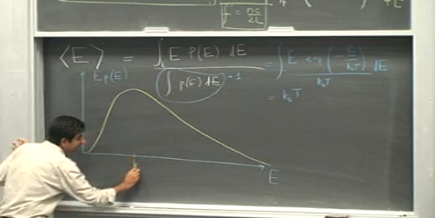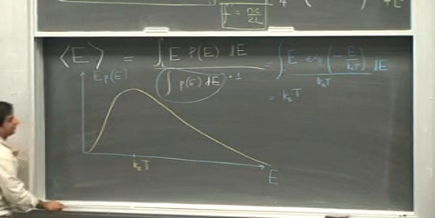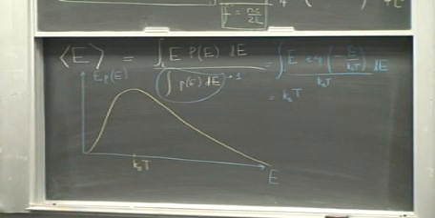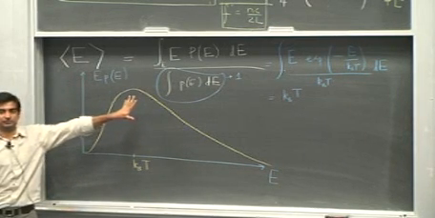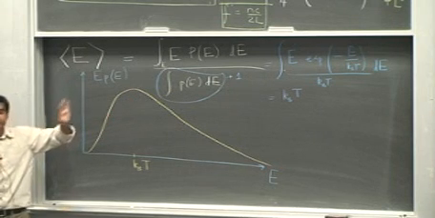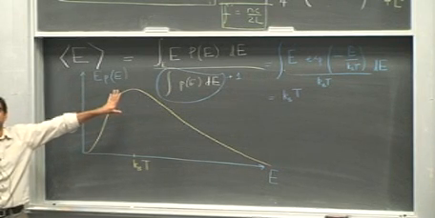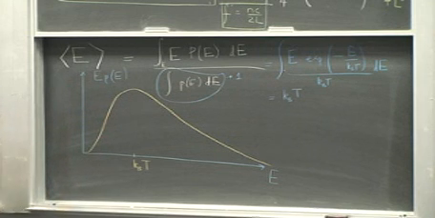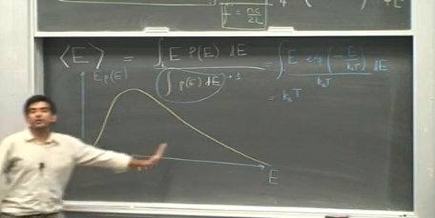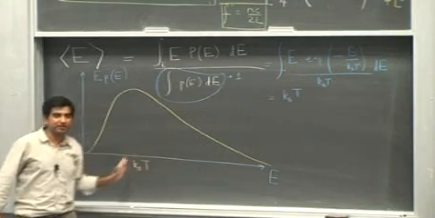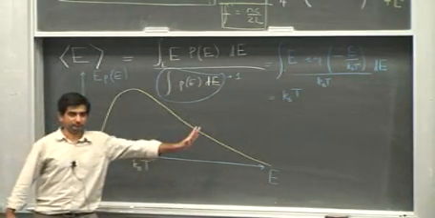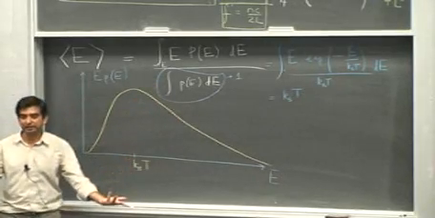Energy lies somewhere here. Now this is a continuous curve. Continuous curve, right? All values of energy are possible. Energy can take up any value, and the area under this curve gives you the average energy.